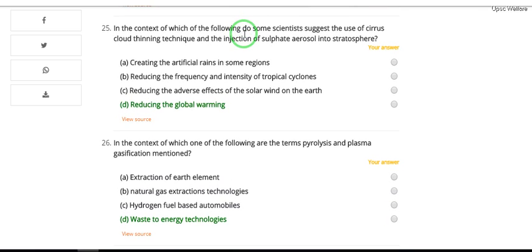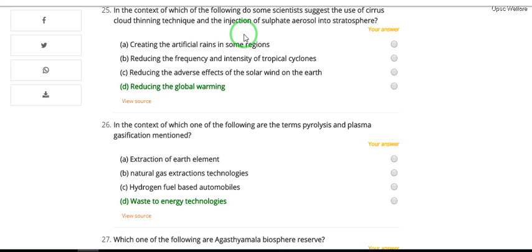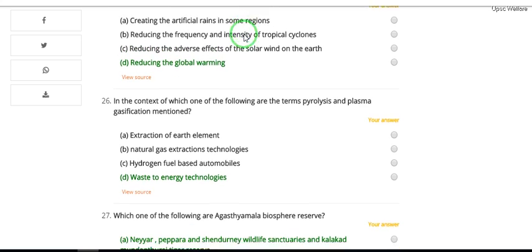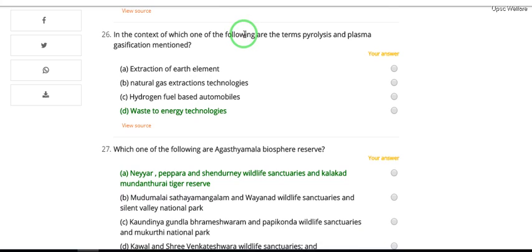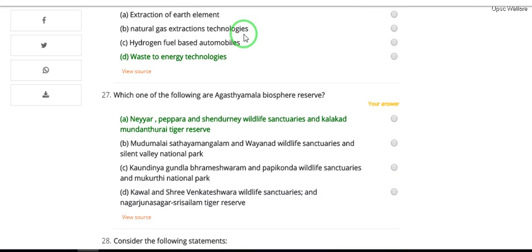See question number 25. In the context of which one of the following do some scientists suggest the use of cirrus cloud thinning technique and injection of sulfate aerosol into the stratosphere? So we will go for, of course, option D, that is reducing global warming. Now, in the context of which one of the following is the term pyrolysis and plasma gasification used? Plasma gasification is mentioned, so we will go for waste to energy technology, of course.